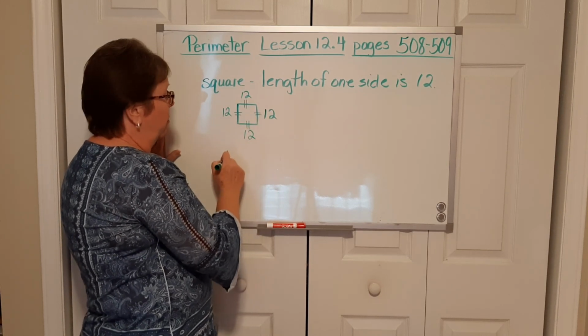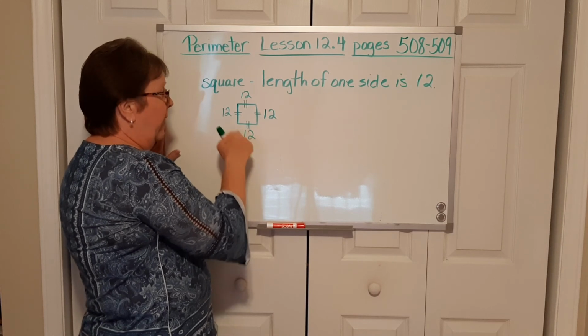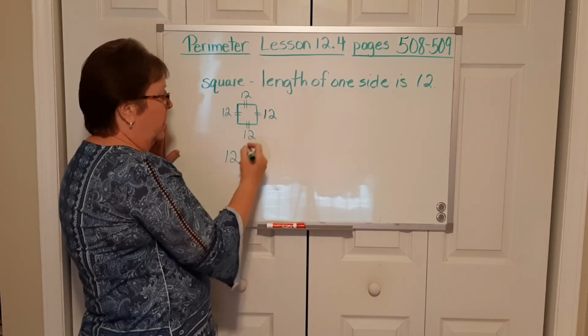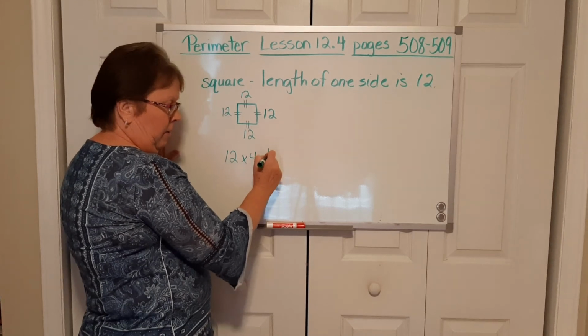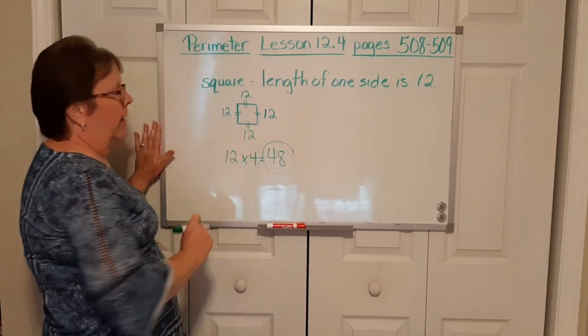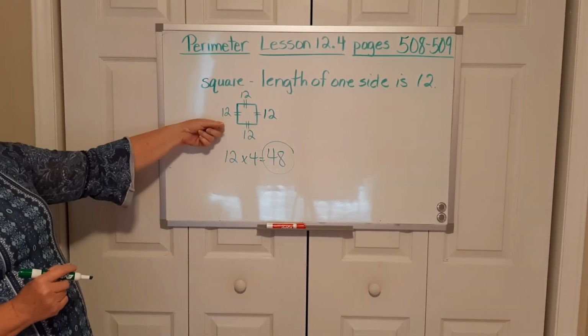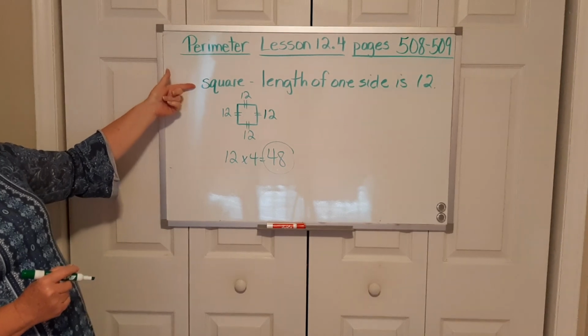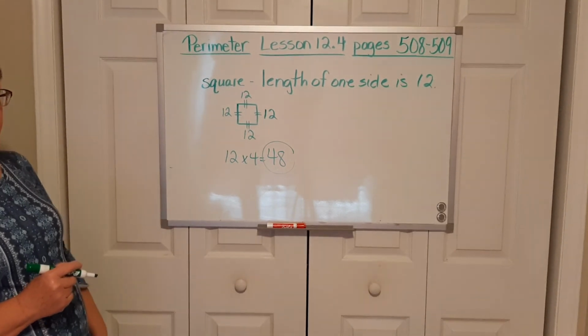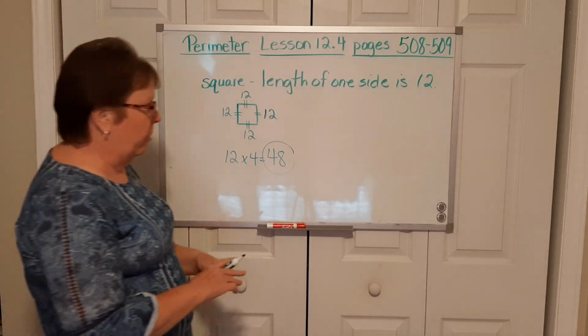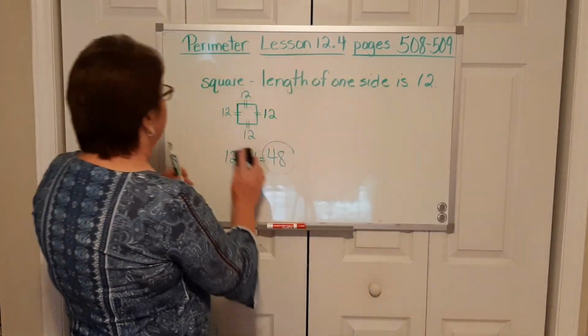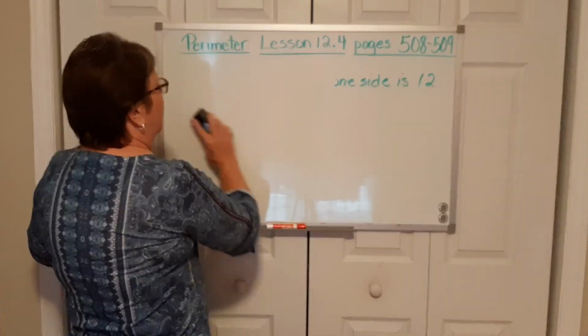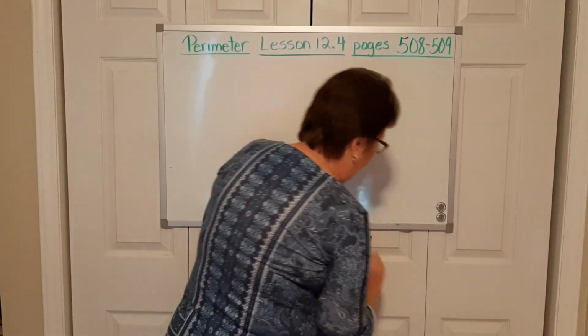So all you would do here is add them all the way around, or since they're all the same, 12 times 4 would be 48. And that's just drawing yourself a picture of what it told you. I am going to want you to do that on some of your work today, so make sure that you're following this. All right, let me do one more.